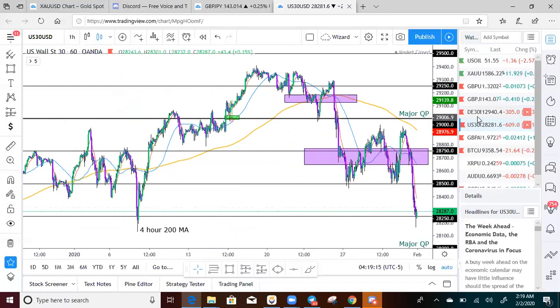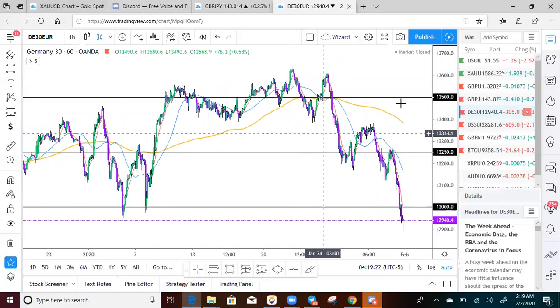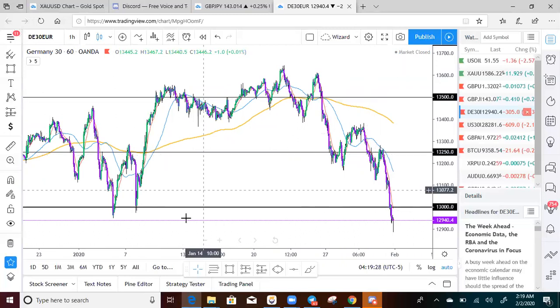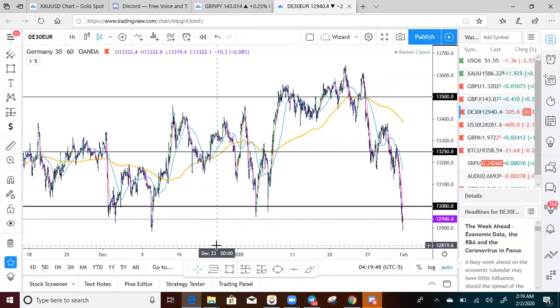GER 30, it is the same thing. You see GER 30 and US 30 almost look identical when I change between charts, but it's the same thing. 13500, 13250, 13000. What do we see along our quarter points? We have this rejection, price comes, we get that double bottom, retest that quarter point, and price takes off for 500 points. This is a lot of money. That's flipping accounts on indices off of those types of moves.